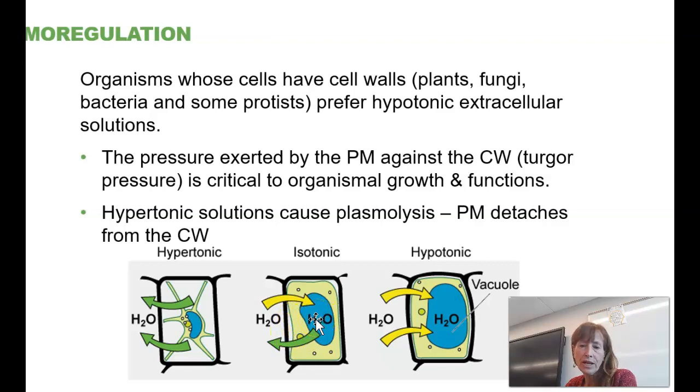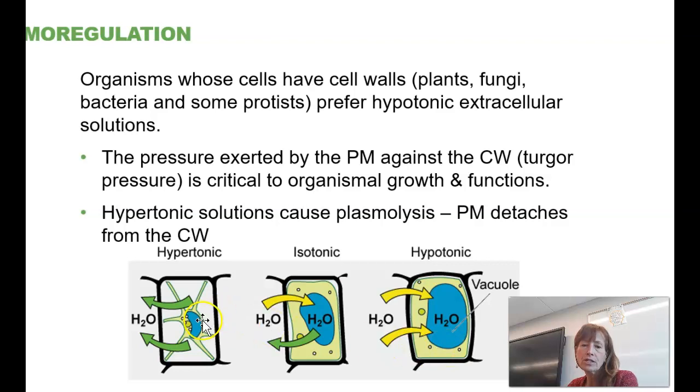So plant cells actually like hypotonic solutions because that allows their vacuole to fully fill, like a balloon that you've blown up to its maximum. And that allows the cell membrane to be flush against the cell wall. And it gives some internal pressure that supports the cell.